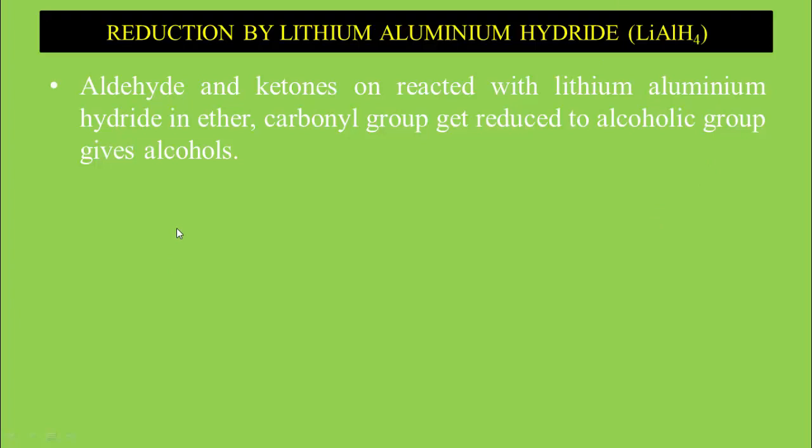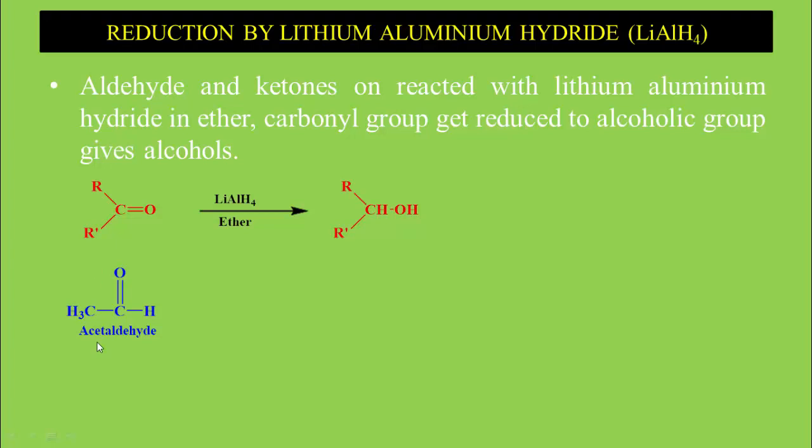In this, aldehydes and ketones react with lithium aluminium hydride in ether. The carbonyl group gets reduced to an alcohol group. It means these aldehydes and ketones get converted into alcohols. This reaction is known as the reduction by lithium aluminium hydride. Suppose this is the ketone. The ketone, on treatment with LiAlH4 along with ether, gets converted into the alcohol.